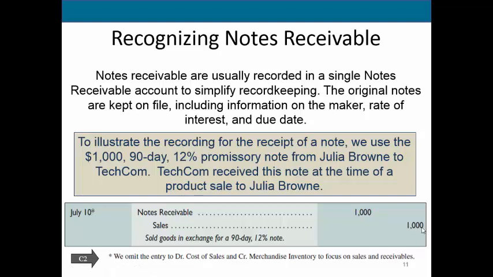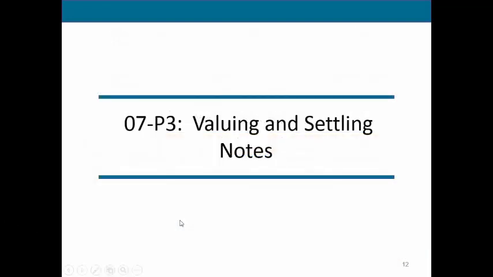Now, I want to go ahead and note, we do not record the fact that this person owes us interest on July 10th. Why is that? Because the way interest works is interest is earned or it is owed via the passage of time. So we do not owe interest on this until time actually passes. So we don't actually have a receivable for that interest until time has passed.